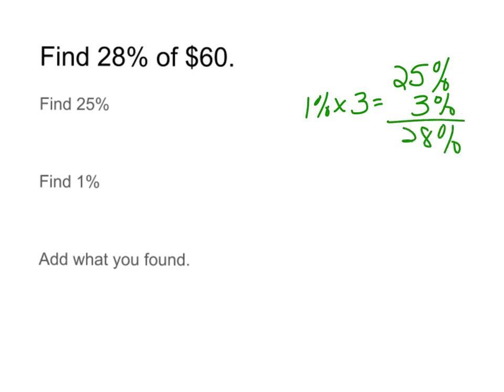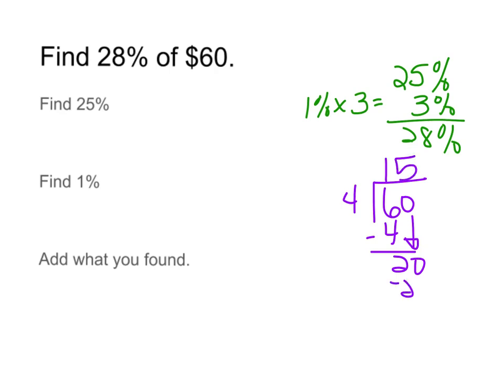So I'm going to look for 25%, and remember, to find 25%, you have to divide it by 4. So I'm going to go ahead and divide 60 by 4. 4 into 6 is 1 time, which is 4. Remainder 2, bring down the 0. 4 into 20 is 5 times. So that means 25% of 60 is $15.